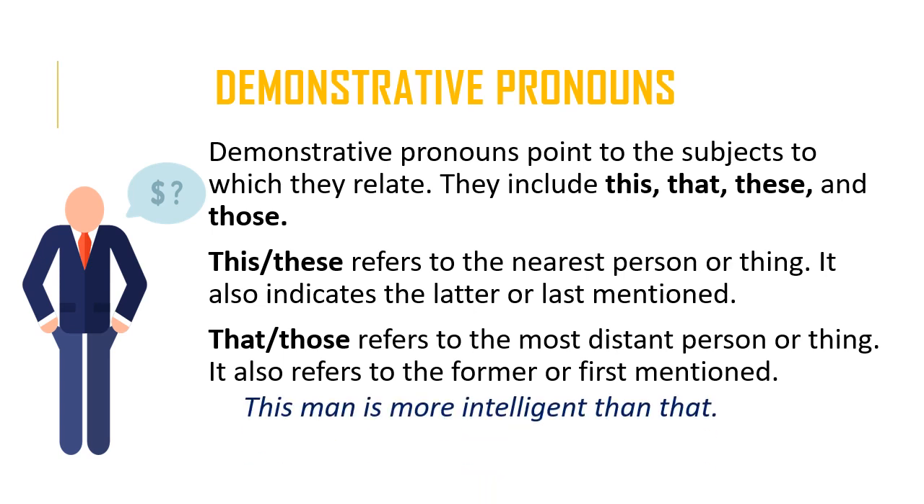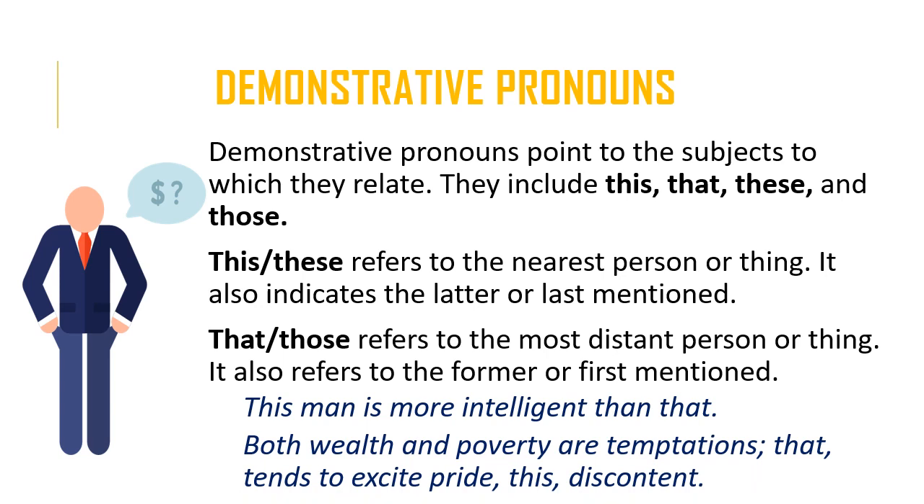So let's look at an example. This man is more intelligent than that. So based on this, the first man that we're comparing is nearer to the speaker than the second person. And that's why we've used this for the first person and that for the second person. Both wealth and poverty are temptations. That tends to excite pride, this discontent. So the reason why we've used that is because we're referring to the former, meaning the first thing mentioned, which is wealth. And then we use this to refer to poverty because it's mentioned last.